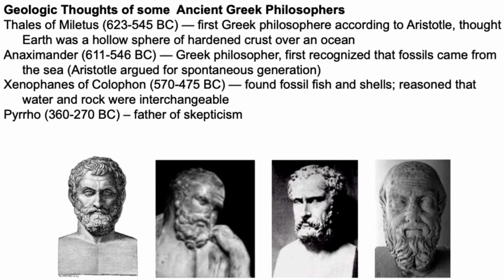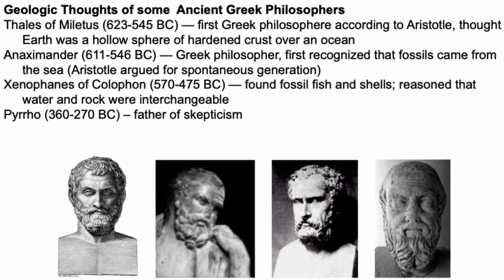And so normally we regard the philosophers in ancient Greek society as either pre-Socratic or from Socrates onward. Thales would be pre-Socratic. And he thought that the earth was kind of hollow with a hardened crust on the outside, and that it was filled with ocean water. And so wherever there's a break, the oceans would spill out, essentially. Other ideas about the earth.